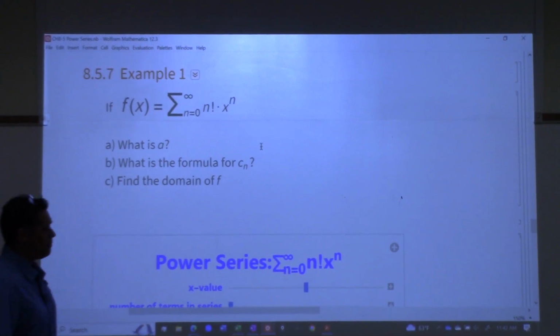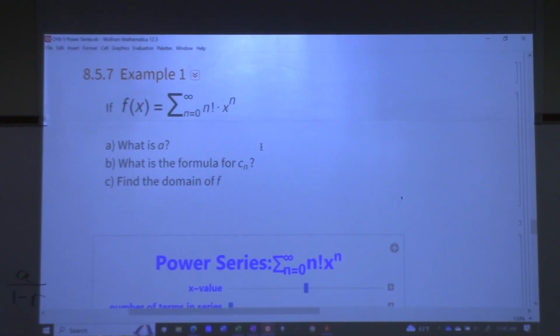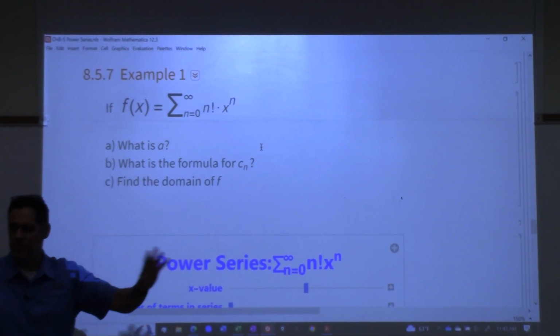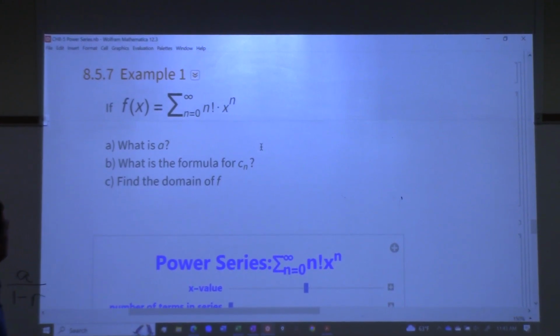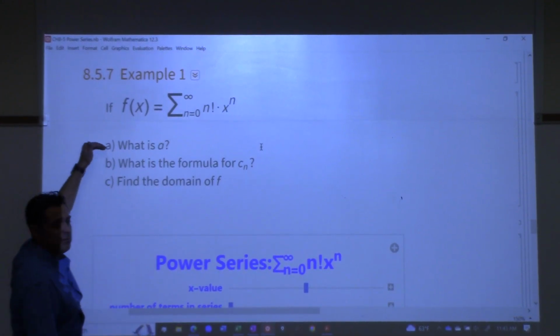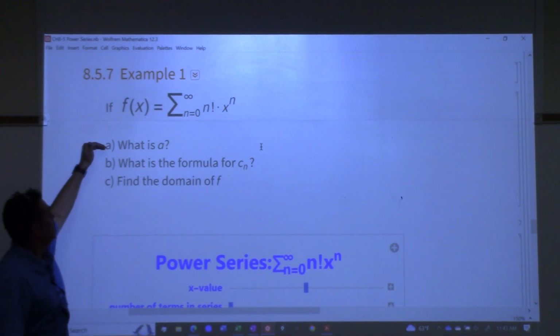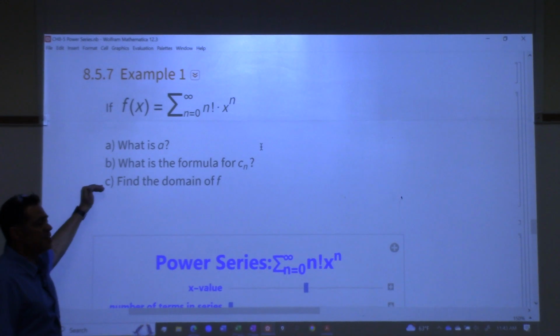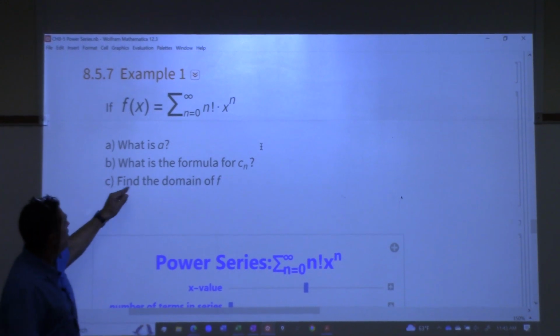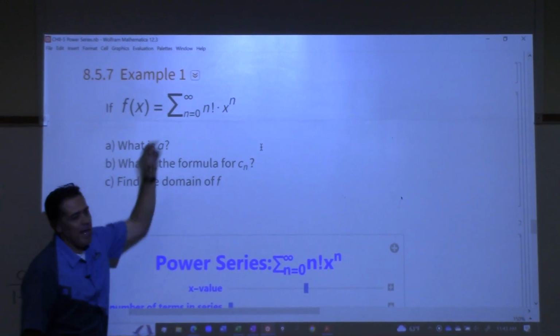Okay. Good? All right. Example 1. f of x, I'm defining a function, right? I'm defining it to be this power series right here. This is not the geometric series that we just looked at. This is a new one. There's a new power series. I want to know, first of all, what's a? So where's this thing centered? Then I want to know what is the formula for c sub n? And then I want to know what is the domain of f. In other words, what values of x do I plug in here that make that converge?